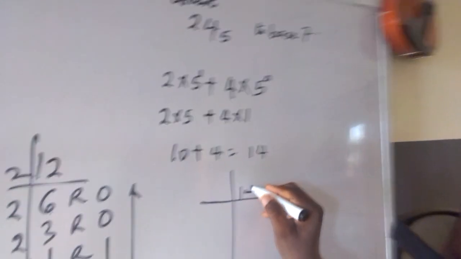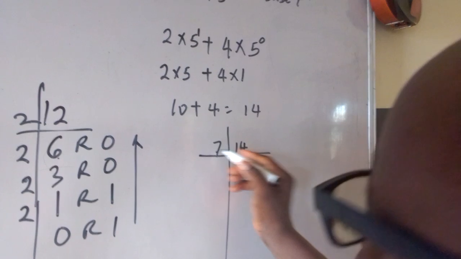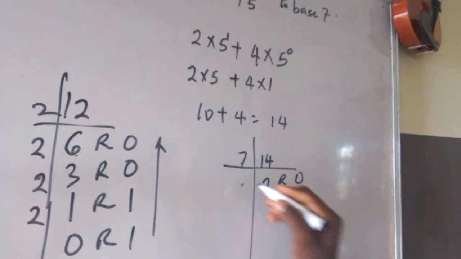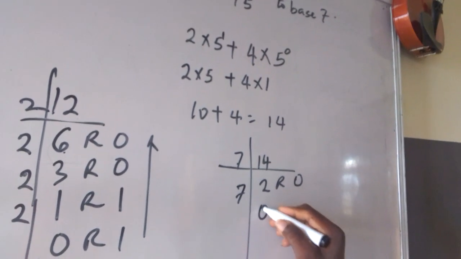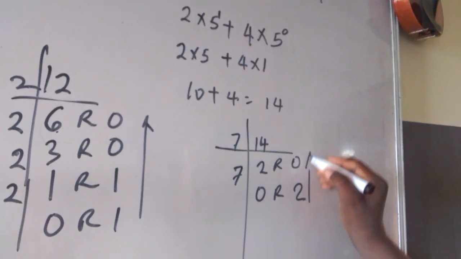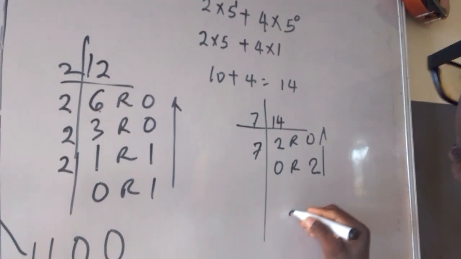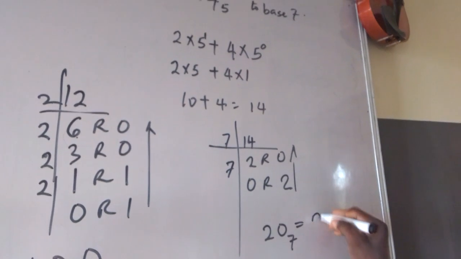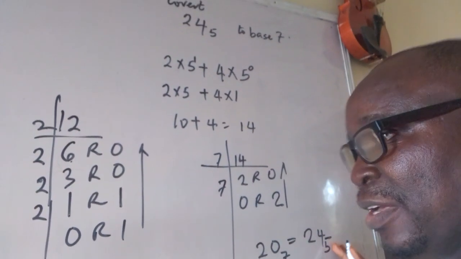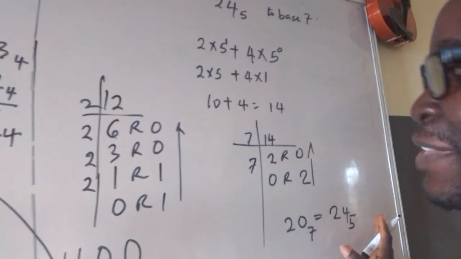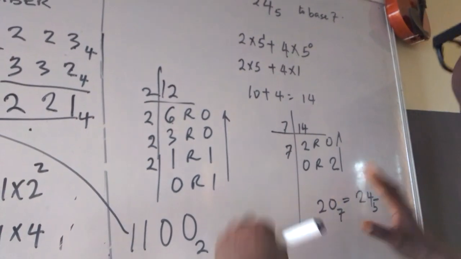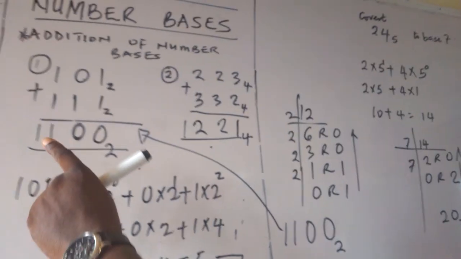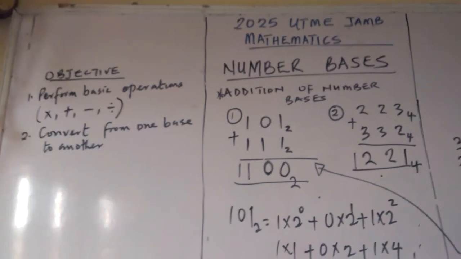By the long division method, I put my 14 here and I divide by 7. How many 7 can I see in 14? 2. Remainder 0. How many 7 can I see in 2? It's not possible, so I put 0, remainder 2 here. So if I write upwards, my answer will actually be 20 base 7. Meaning that 20 base 7 is the same thing as 24 base 5. So I have achieved that now by using this same division method to convert from one base to the other.